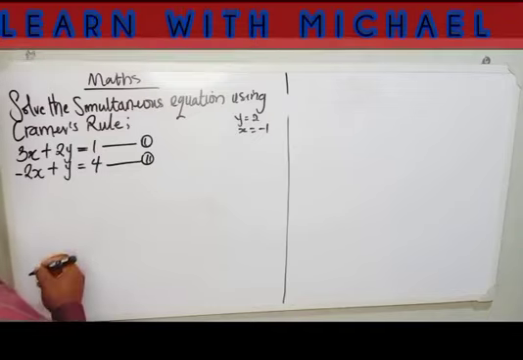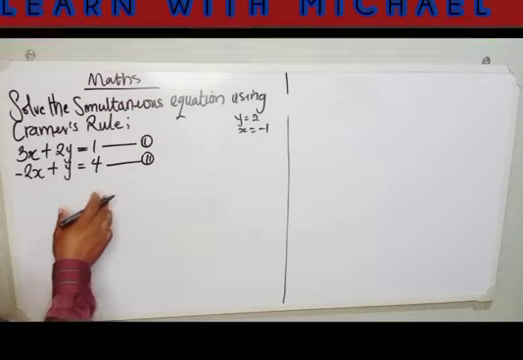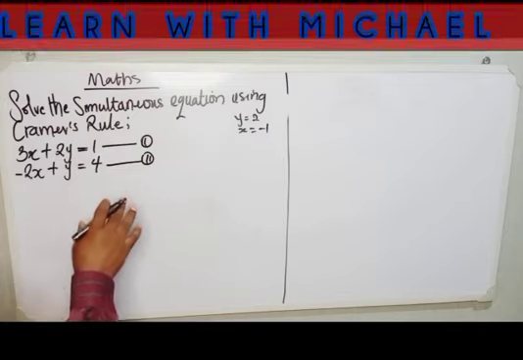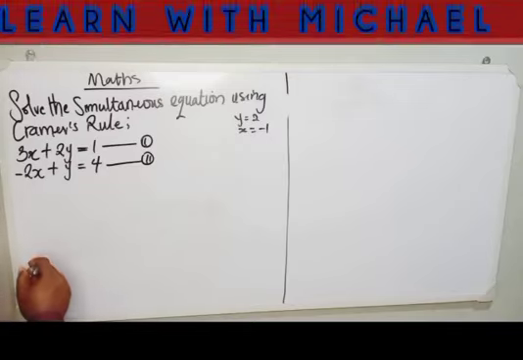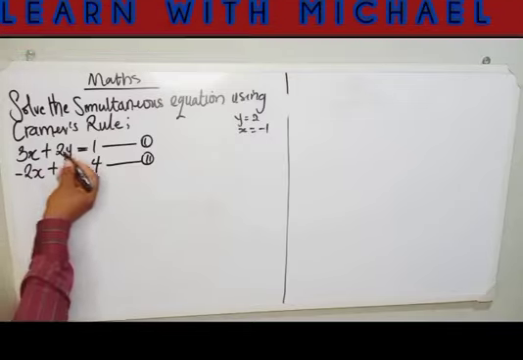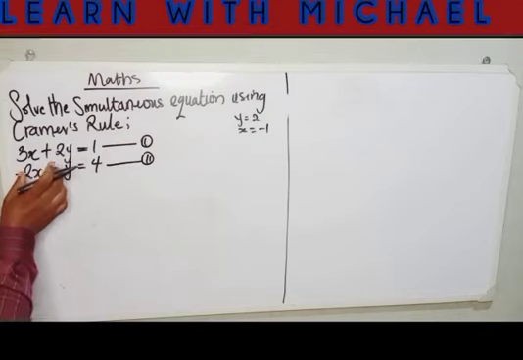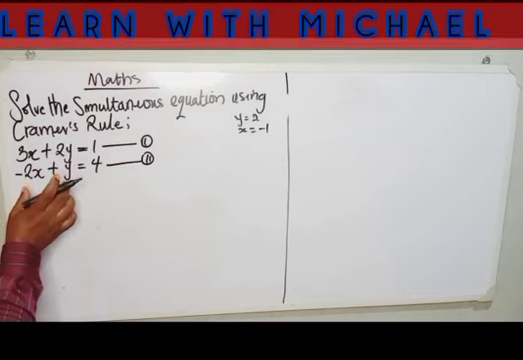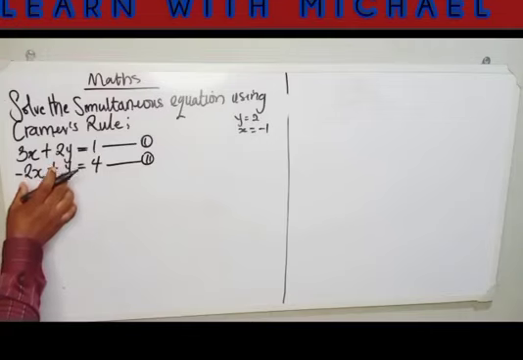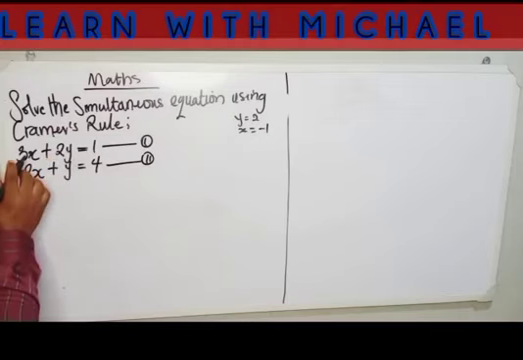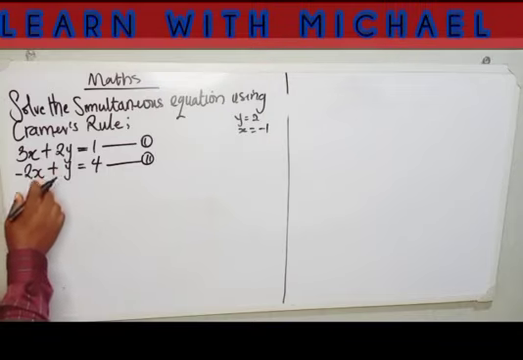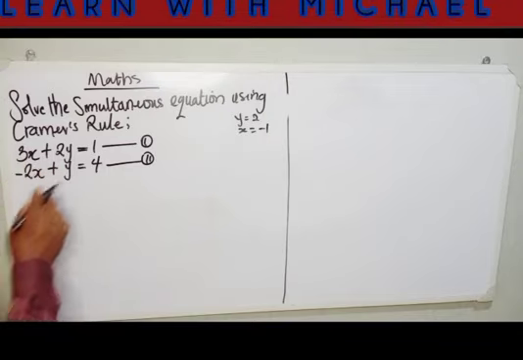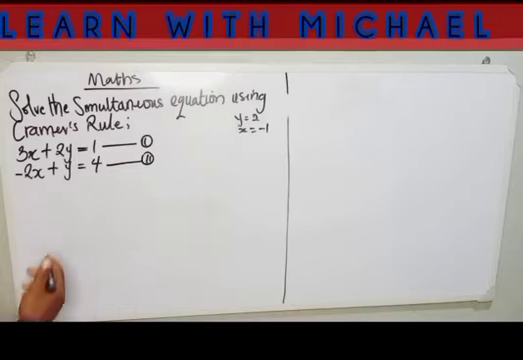So now let's go ahead and find out how we can solve this particular simultaneous equation using Cramer's rule. To be able to do that, we have to generate a 2 by 2 matrix from this. We're generating a 2 by 2 matrix from the x positions and the y positions, taking advantage of the coefficient of each of the variables. So let's go ahead and do that.